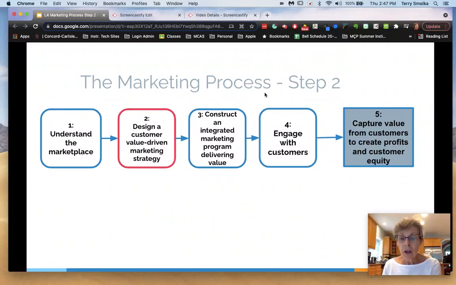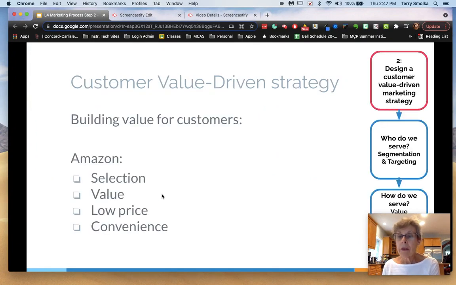Now that we have talked about step one of the marketing process, now we're going to move into step two, designing a customer value driven marketing strategy. In step one, we learned what potential customers and customers' needs and wants are, and now we're going to apply that. You might remember when we talked about a customer value driven marketing strategy, we talked a lot about Amazon and how they had connected together selection, value, low price, and convenience. And they put it all into a very compelling value package for customers.